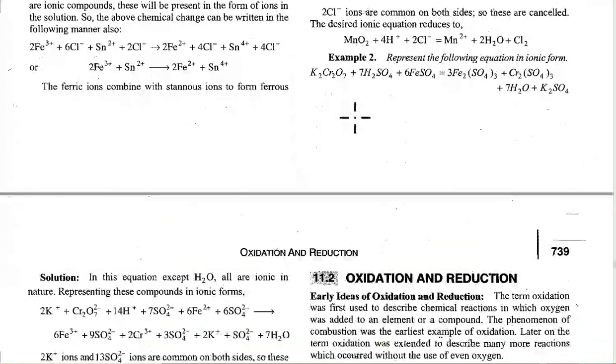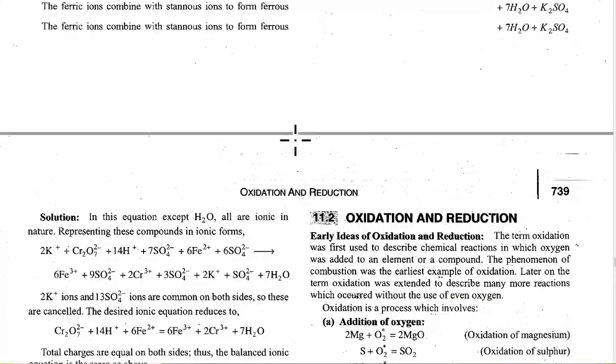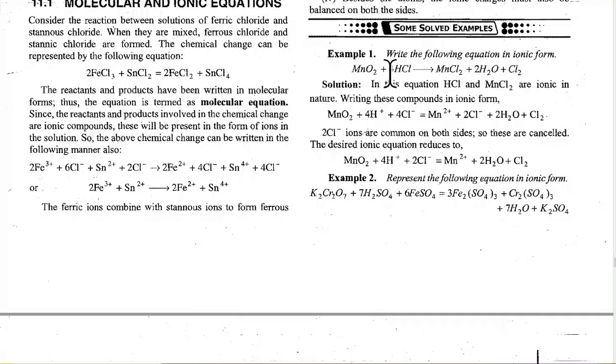The next topic we are going to start is oxidation reactions. There are a few examples. If you want, you can try by yourself. Write the following equation in ionic form. MnO2 is actually a molecule. We cannot convert it into ions. 4HCl can be converted into ions. MnCl2 can be converted into ions. Water cannot, and Cl2 also cannot.